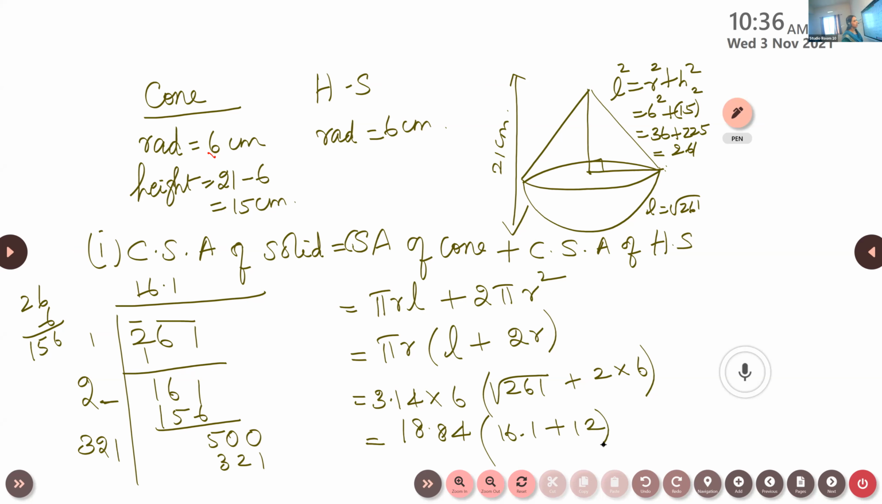Is it okay, children? This method, is it okay? Are you able to recall this? We have learned this in 9th standard. Sorry, not 9th, 10th standard. Last year we have learned. Is it okay, Aman? Pranav? Yes, ma'am. Okay, try this one.